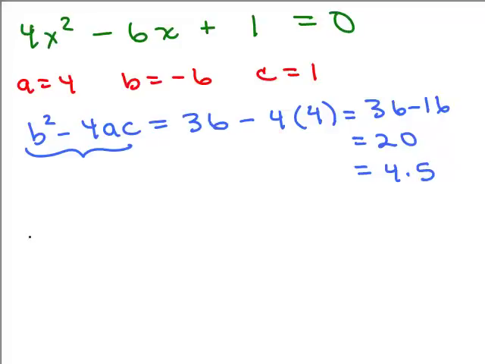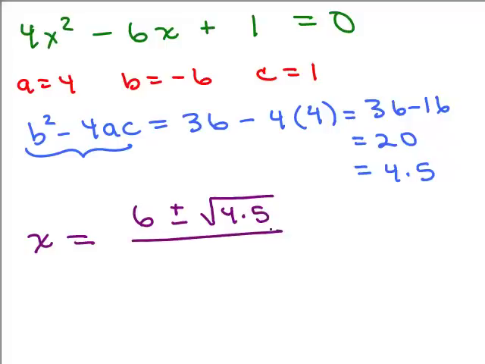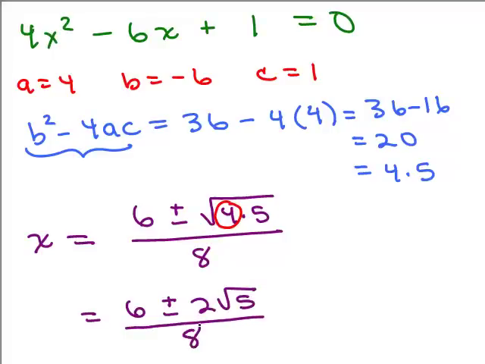So now we're going to plug it in the quadratic formula. So x equals negative b. Opposite of b is positive 6, plus or minus the square root of 20, which I'm going to write as 4 times 5, all over 2a. Well, I got 2 times 4. So you can leave that as 2 times 4, or you can write it as 8. Now, I could simplify and take a 2 out of here, right? So that's going to give me 6 plus or minus 2 square roots of 5 all over 8.